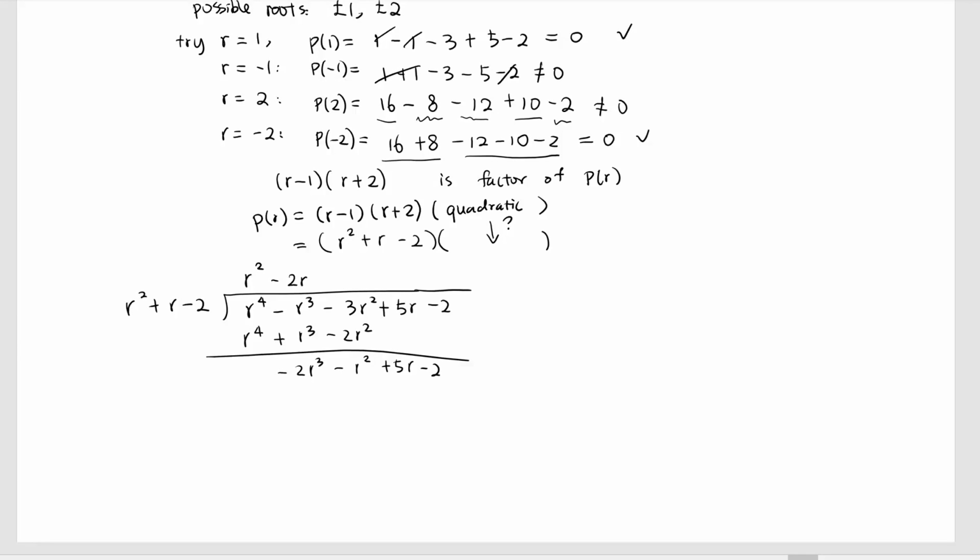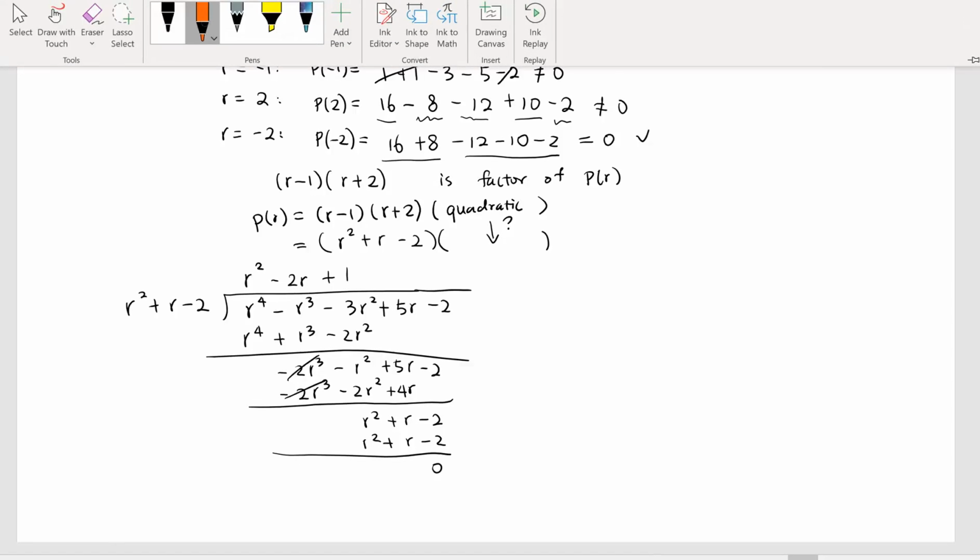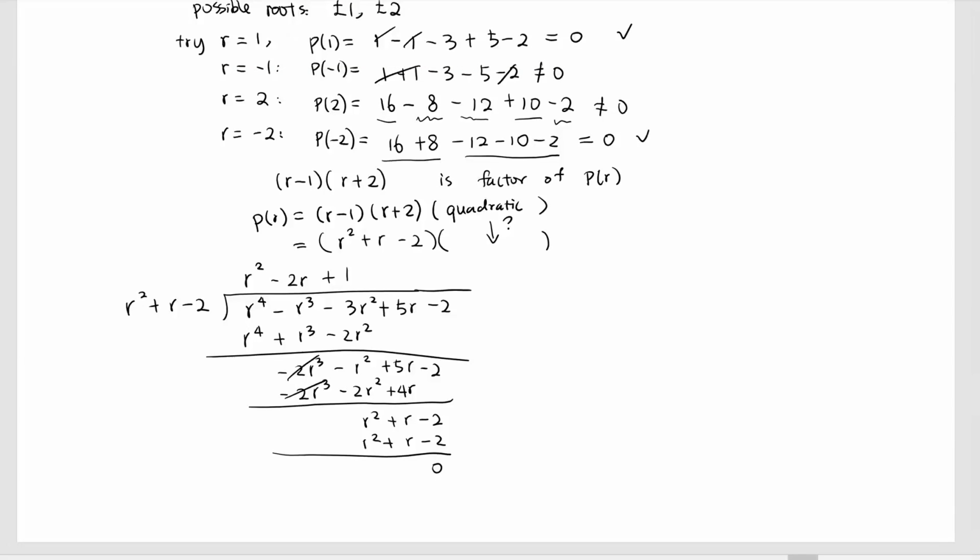We get negative 2r: negative 2r cubed, negative 2r squared, plus 4r. They cancel. This minus this becomes minus r squared plus 2r squared, so r squared. And then this side minus this, r minus 2. Oops, same thing, so 1 here. So the remaining quadratic factor is actually r squared minus 2r plus 1.